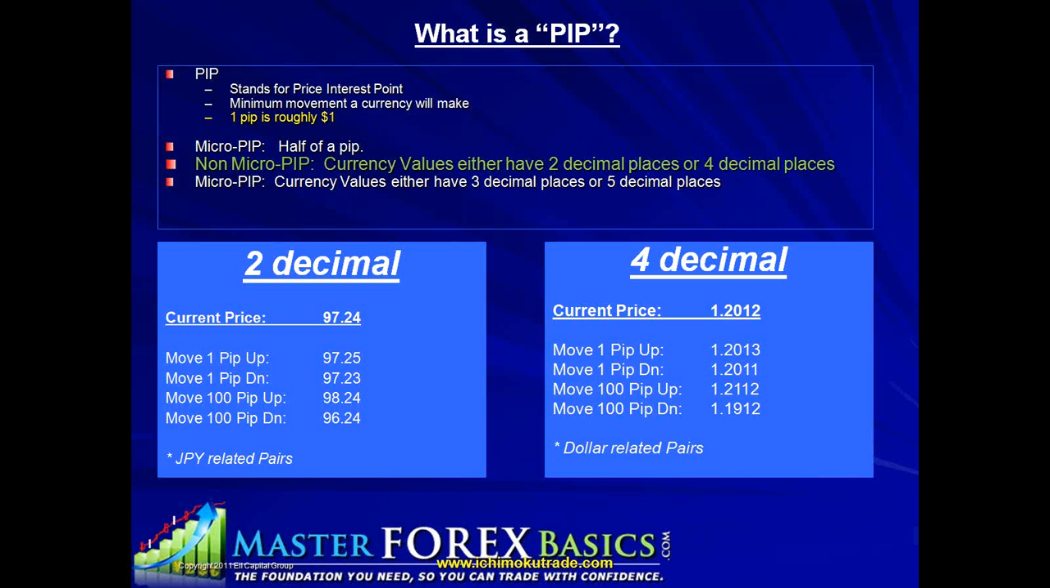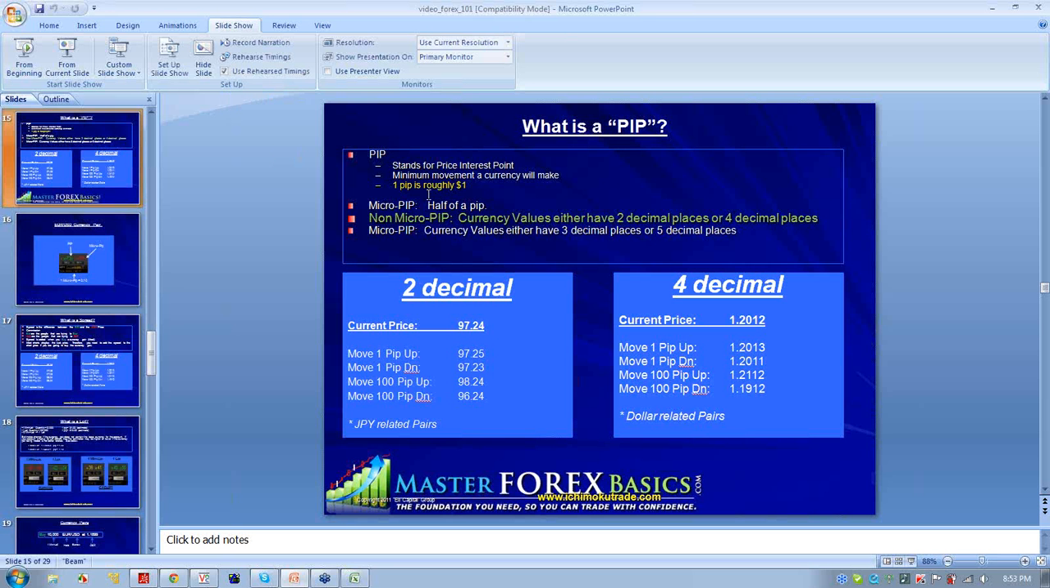Now, to confuse the retail people, they came out with what you call micro pips. This is a common mistake: it's not half of a pip. A micro pip is 1/10 of a pip. So that's like dealing with a penny. So this is a 1/10.